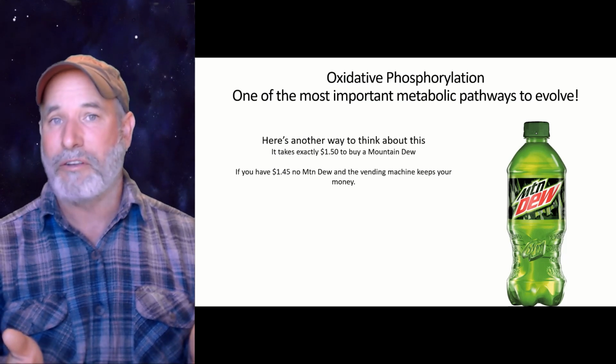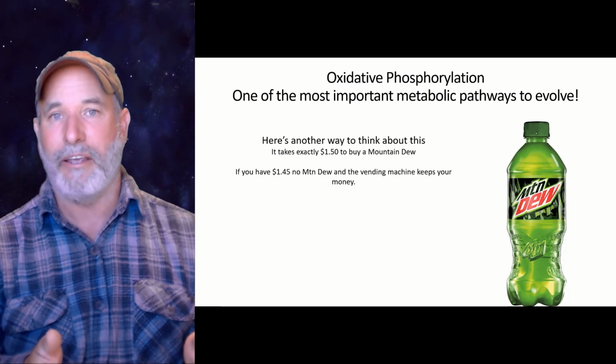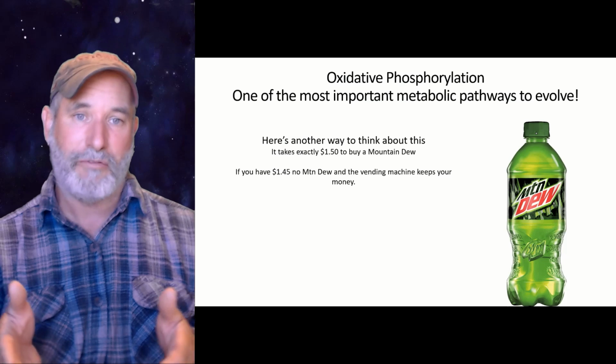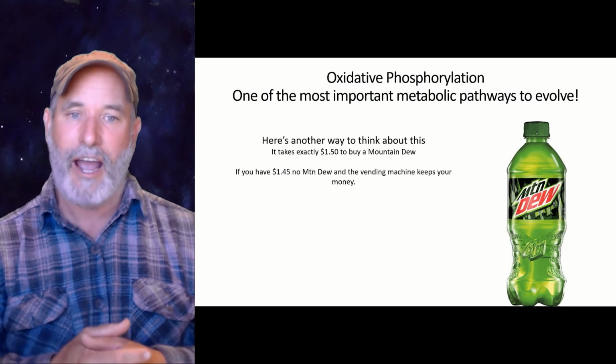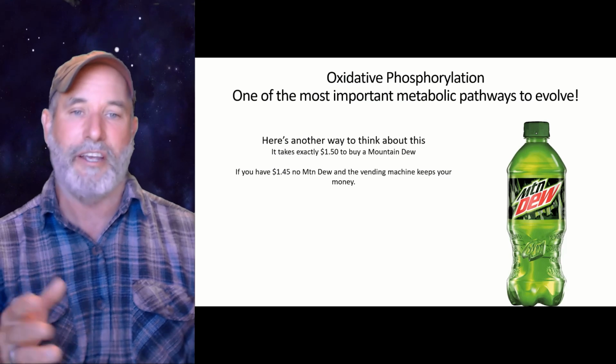Energy coupling is the same way with substrate level phosphorylation. If you're trying to use an enzyme to make ATP, right, by getting the energy from another exergonic reaction, and you don't have enough energy, you lose that energy. It's gone. It's gone as heat.